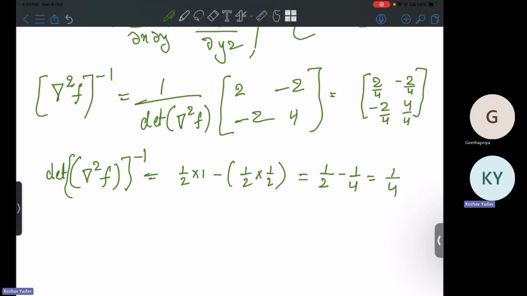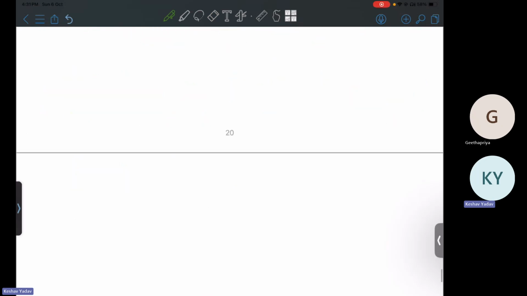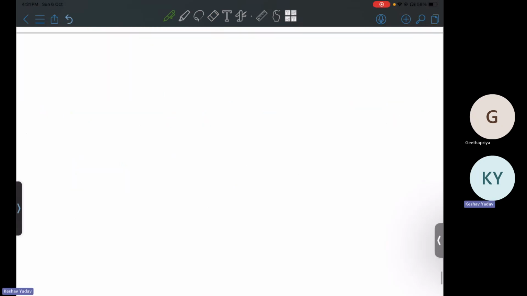Good. Now last problem. No, this is not the last problem. Last problem. So now we move toward the last problem. So the last problem is what?